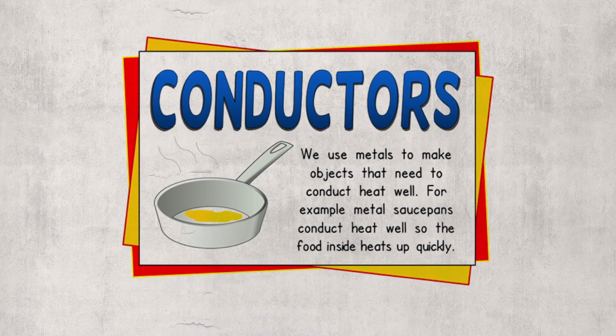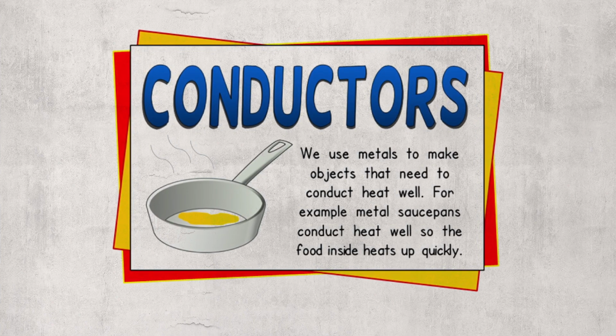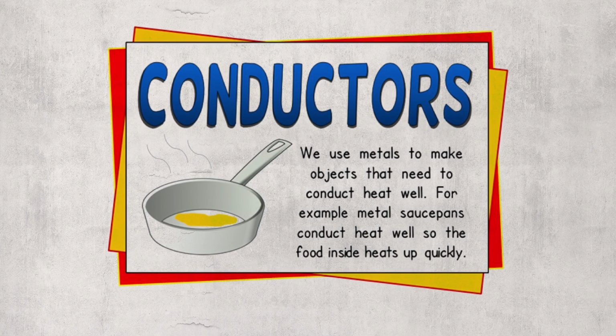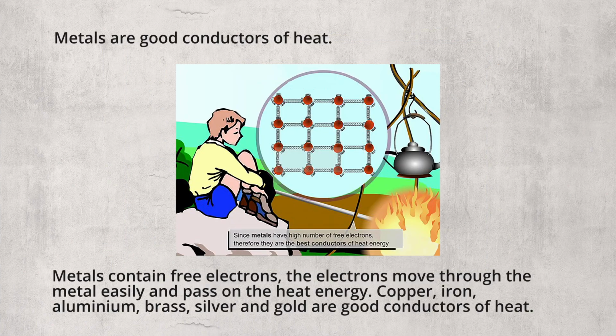Generally, metals are good conductors of heat. For example, metal saucepans are conducting heat well to prepare food. The metals are better conductors because they contain free electrons. The electrons move through the metal easily and pass on the heat energy. Copper, iron, aluminium, brass, silver and gold are good conductors of heat.